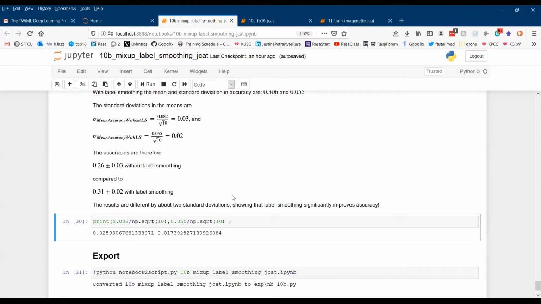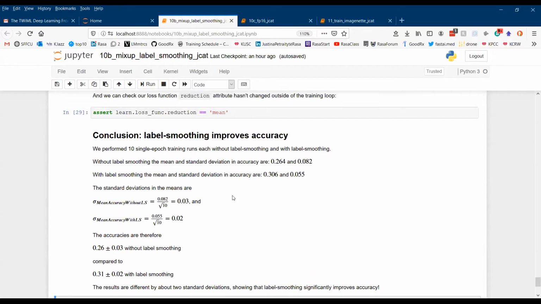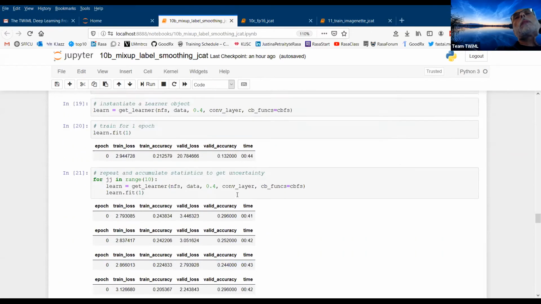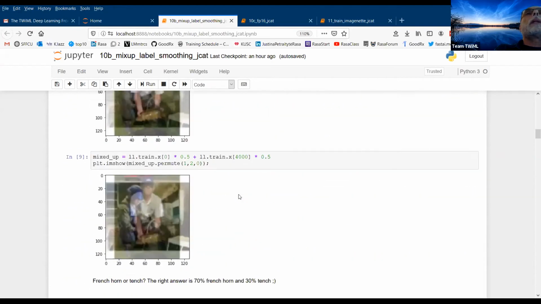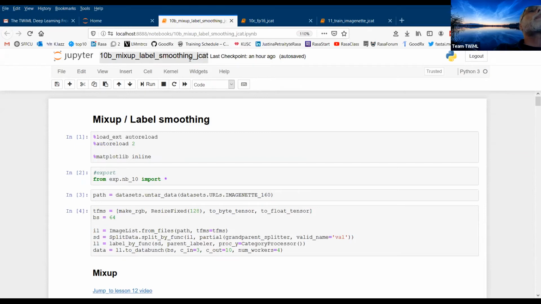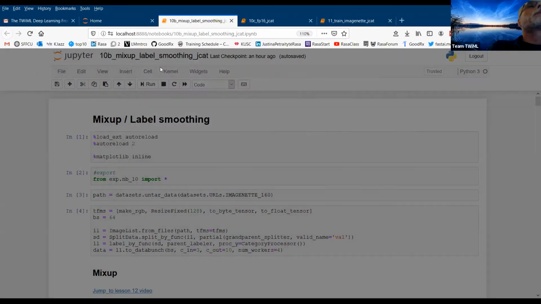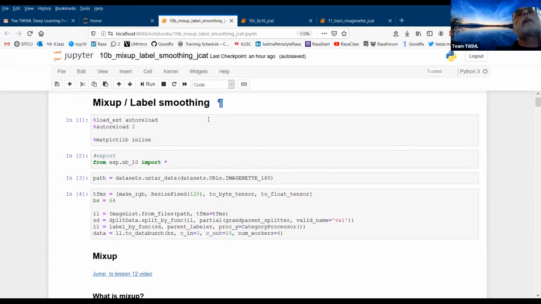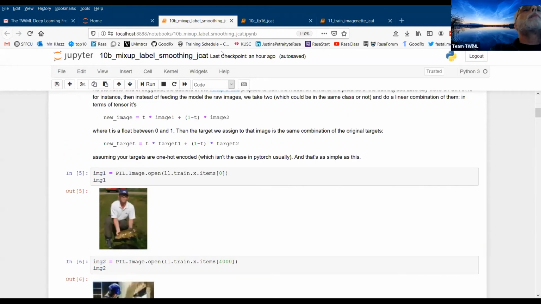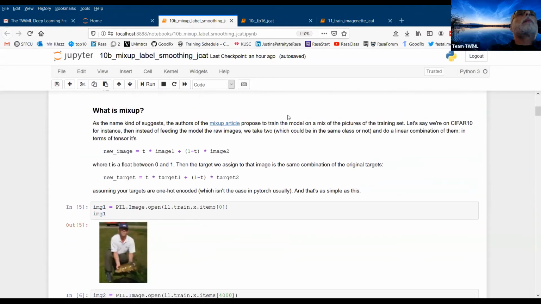Joseph, is this notebook available somewhere? It'd be interesting to have a look through some of the stuff you've done. Yeah, this is on the GitHub repo, and its name is mix-up label smoothing _ JCat. Whenever I annotate a notebook, I always put _ JCat. I should have chosen some other suffix, but this is my version of the notebook, and the original version is just 10B mix-up label smoothing. I think I posted a link on the forum, and I also posted a link on the Slack group. So you can see my notebook if you go there. That's great, thank you.